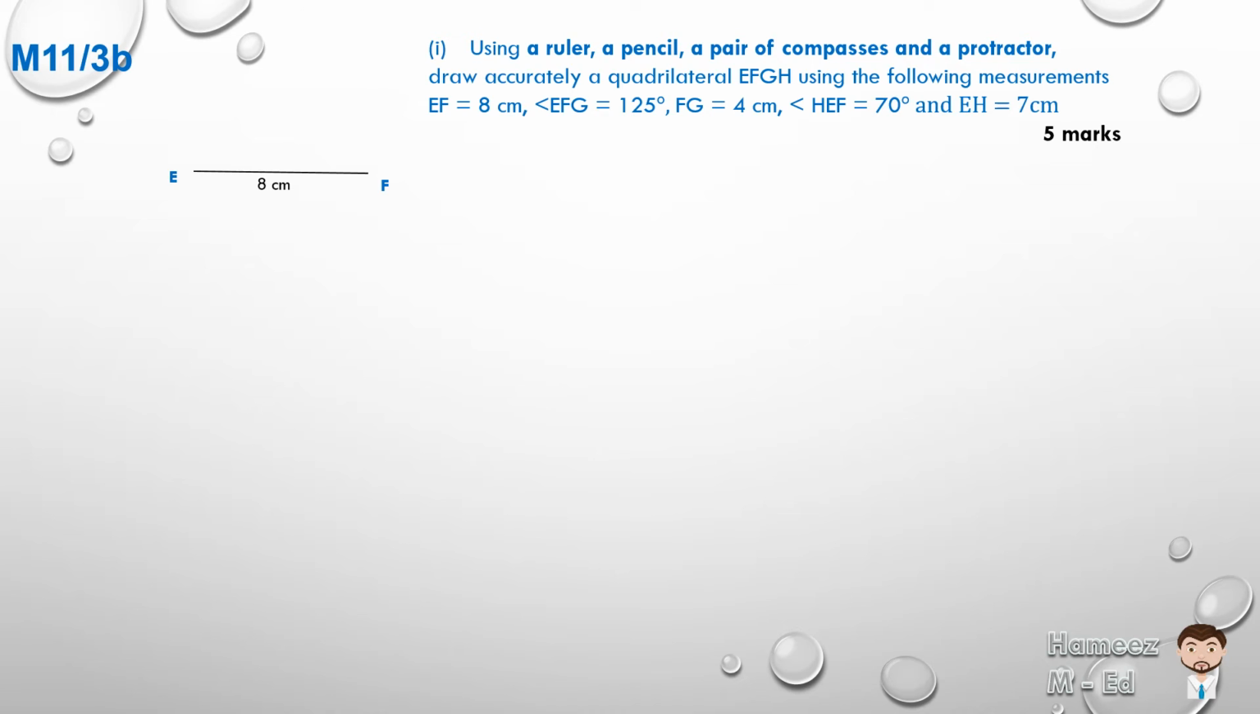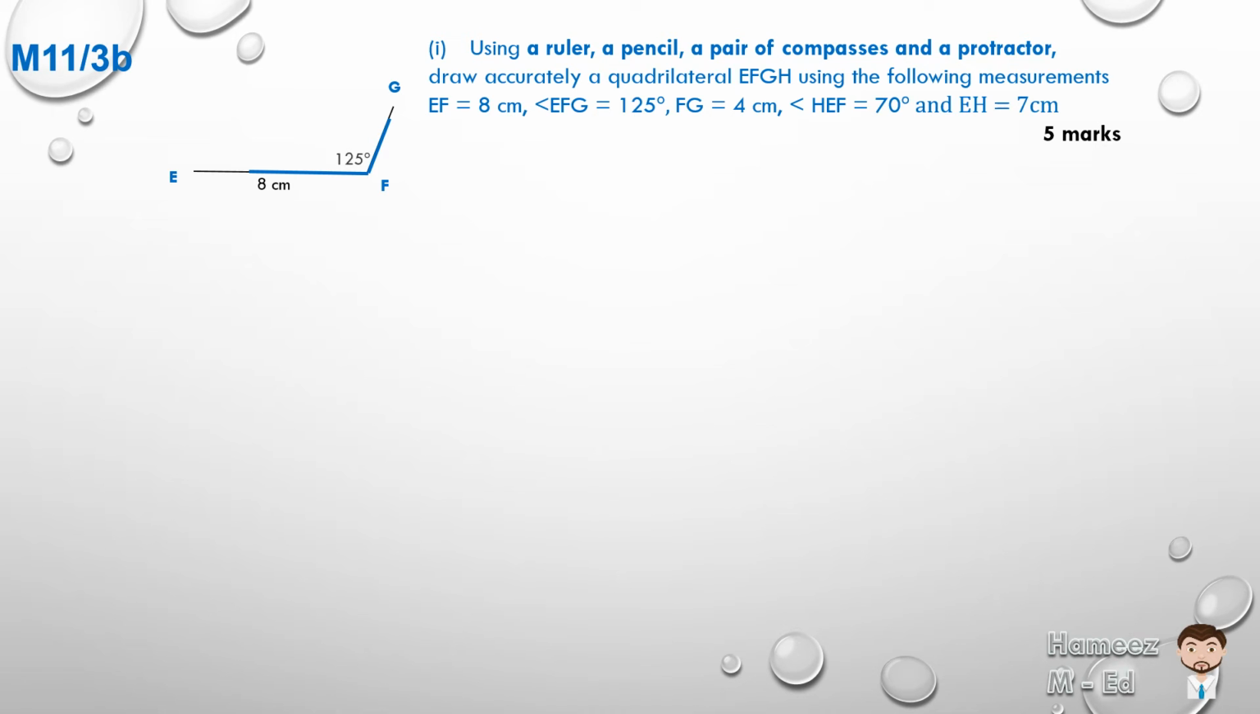Remember, if it's the angle EFG, it means we're starting from E and heading to F, that's one line, and then we're turning 125 degrees. In this case, we can turn clockwise at the corner of F, and that will give us FG. And then we know FG is 4 cm long, and we're just making a sketch of this.